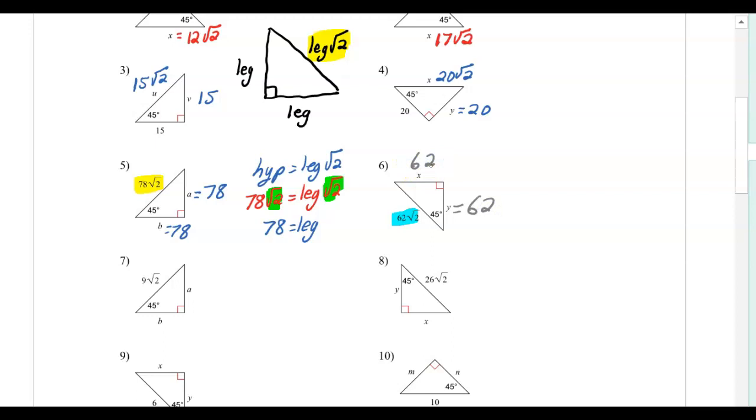Same idea with problem number 7. The hypotenuse is 9 square root of 2. So each leg is 9. Likewise, number 8. Hypotenuse is 26 square root of 2. So each leg is 26.